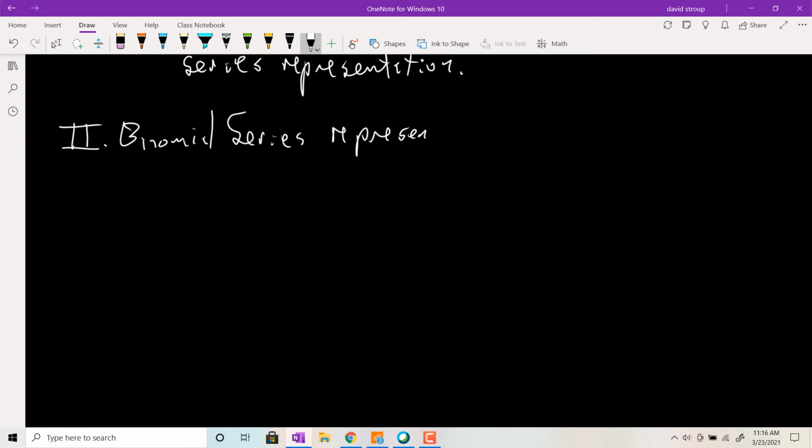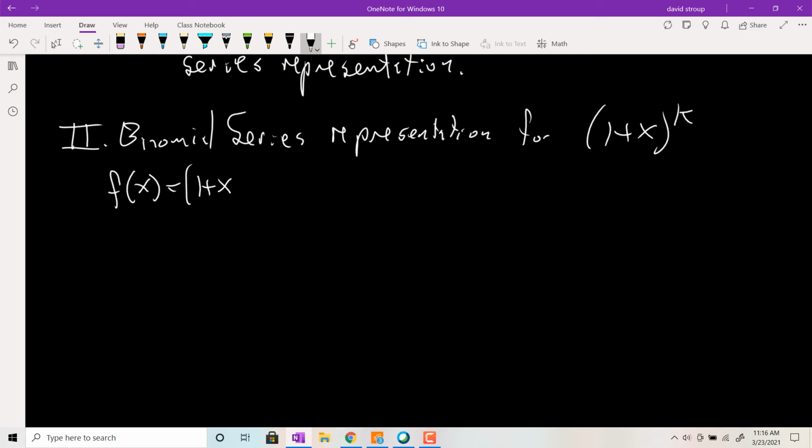Representation for 1 plus x to the k value. We're going to build this in the same way that we've been building our other polynomials and now series. So I'll start out with f of x equals 1 plus x to the k. This is centered at 0, by the way. And then I'm just going to get a bunch of derivatives and look for a pattern.